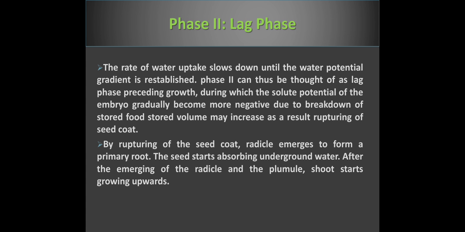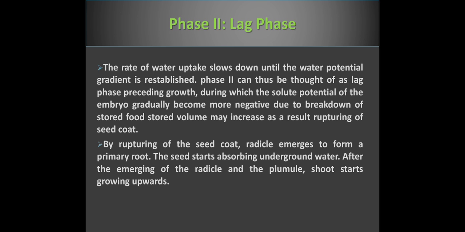Phase 2, lag phase. The rate of water uptake slows down until the water potential gradient is restabilized. Phase 2 can thus be thought of as a lag phase preceding growth, during which the solute potential of the embryo gradually becomes more negative due to the breakdown of stored food. Seed volume may increase as a result of rupturing of the seed coat.